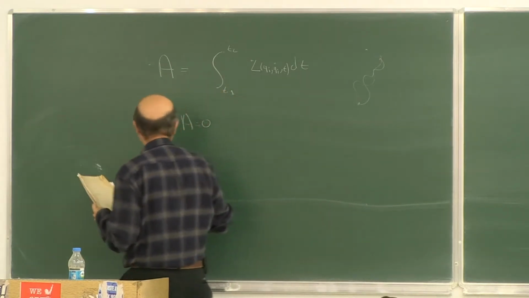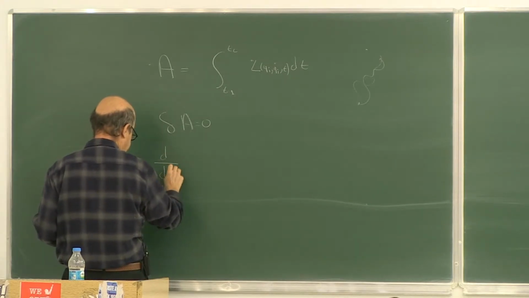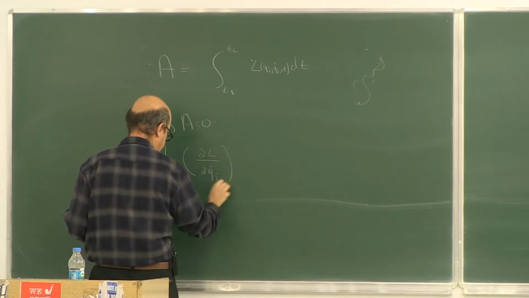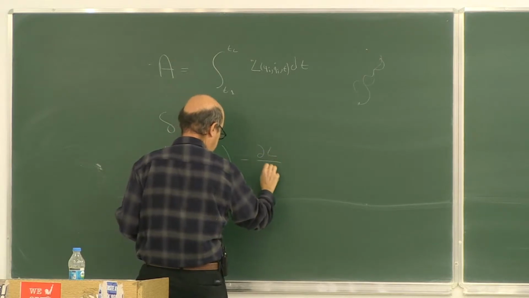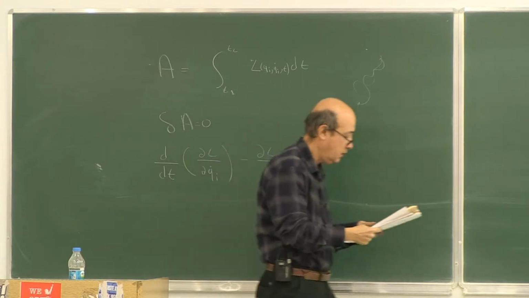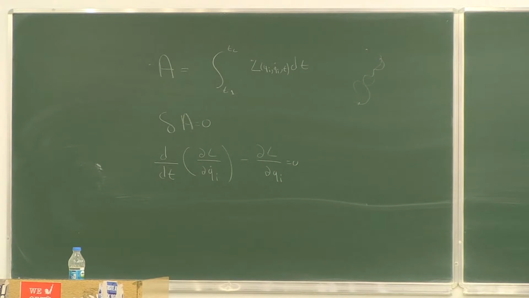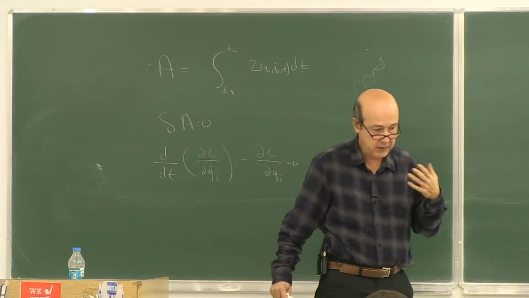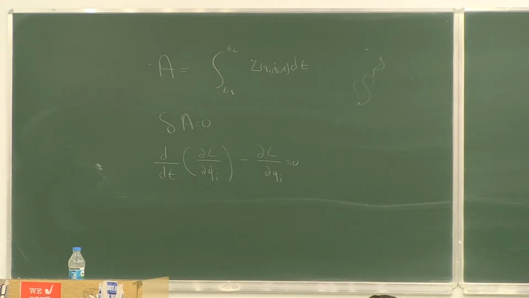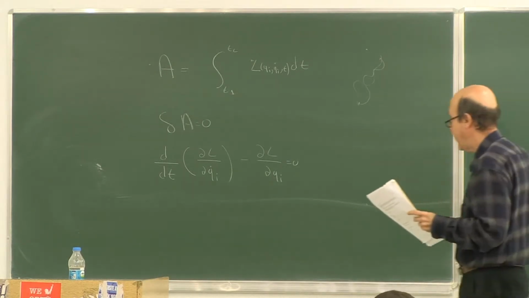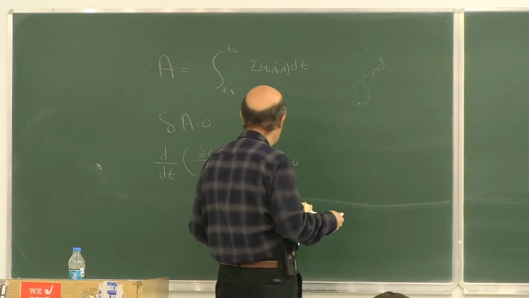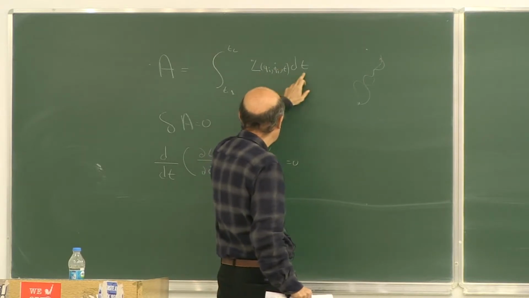Using this variation of the action, you derive in classical mechanics courses the Euler-Lagrange equations: d/dt of del L over del q_i dot, minus del L over del q_i, has to be equal to zero. All the time we talk about covariant equations: the four-dimensional Lorentz force has to be covariant, and Maxwell's equations have to be covariant in different inertial frames. So the action should be invariant when we look at it in different inertial frames, and also the Lagrangian. But sometimes the Lagrangian could change, while the action doesn't change.